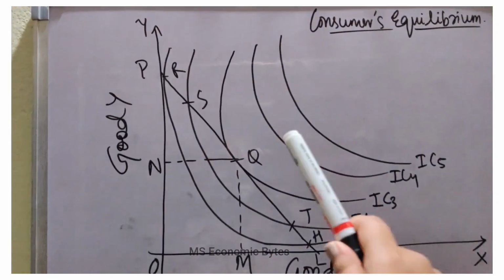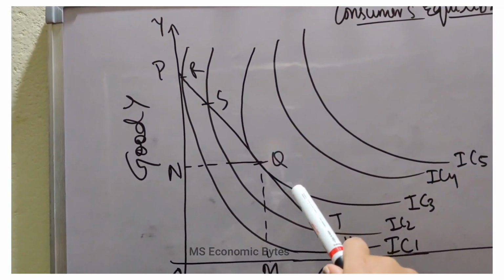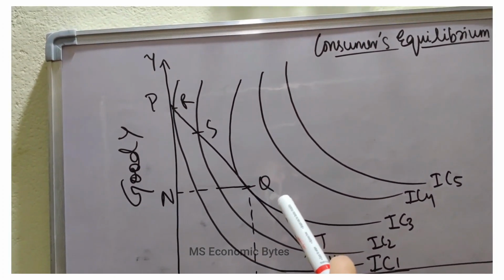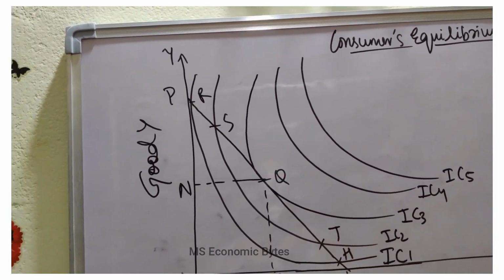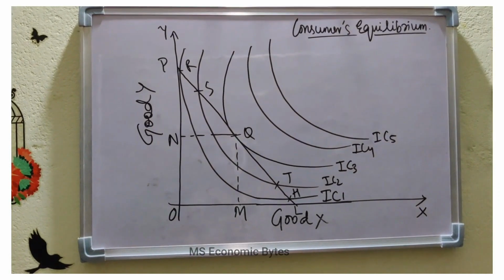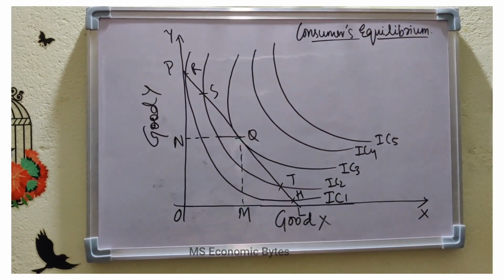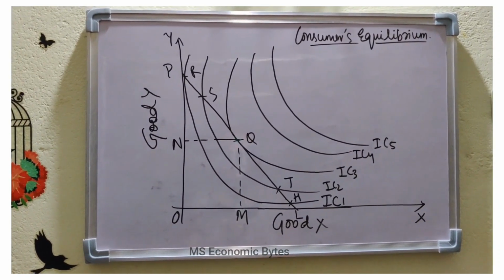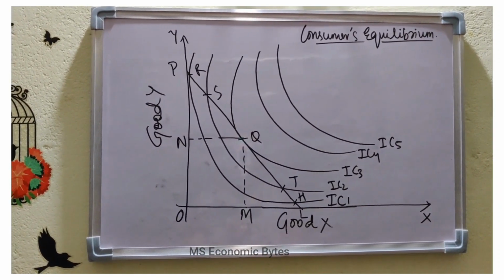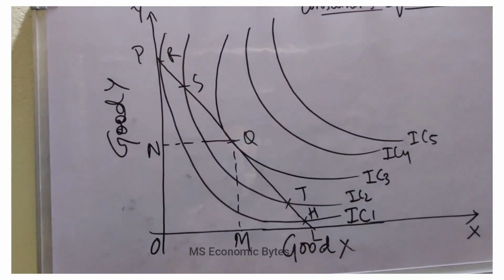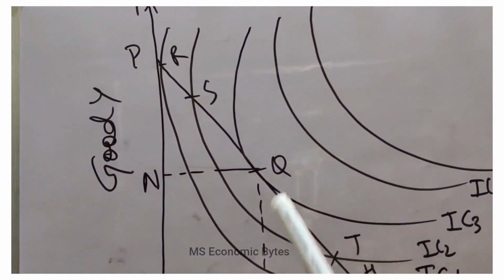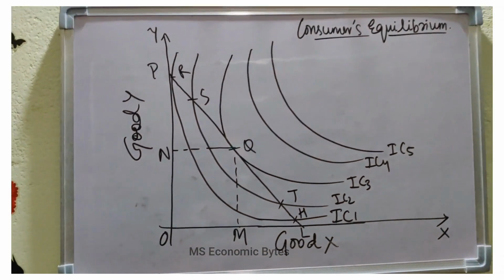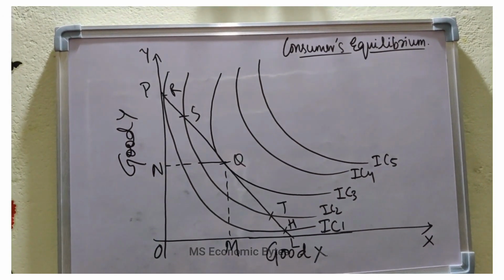So, at point Q, the consumer will get maximum satisfaction, or point Q denotes the consumer's equilibrium. Points R, S, T or H will not give maximum satisfaction to the consumer because they lie on lower indifference curves. So, point Q will give maximum satisfaction to the consumer where he will consume OM amount of good X and ON amount of good Y.